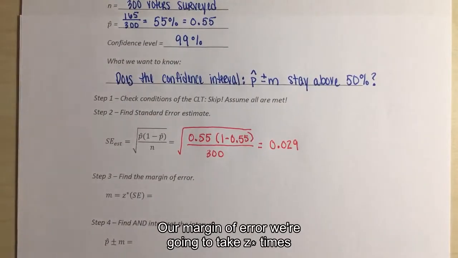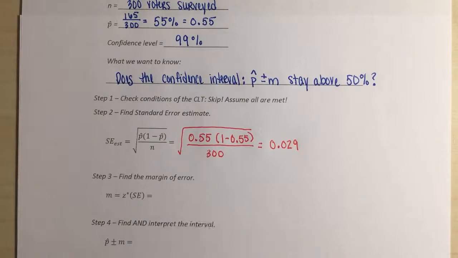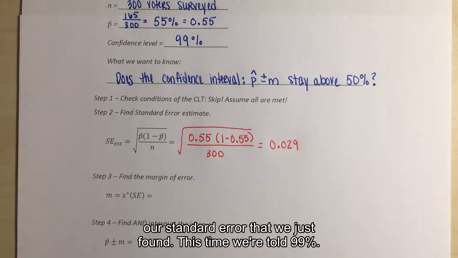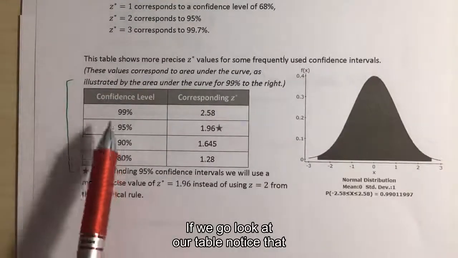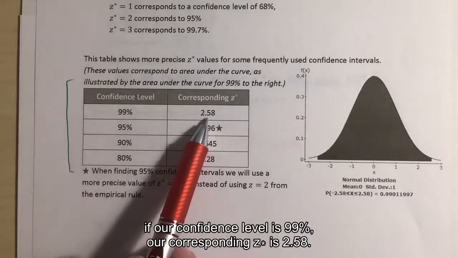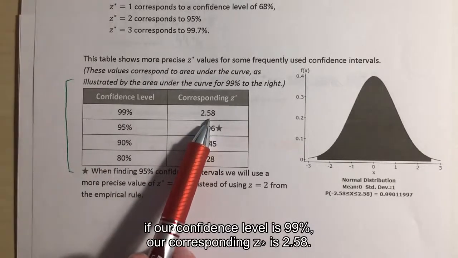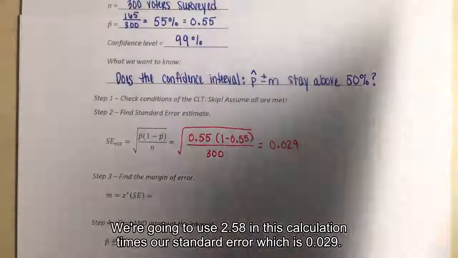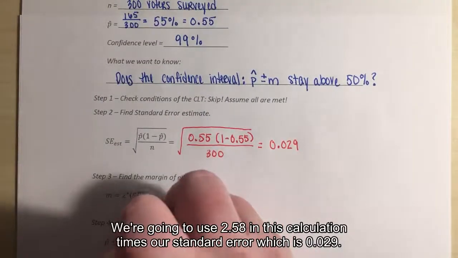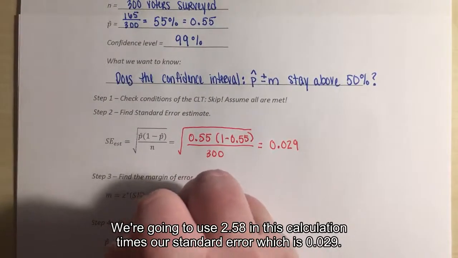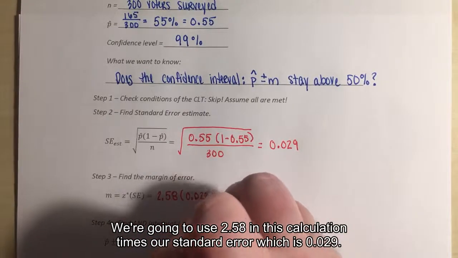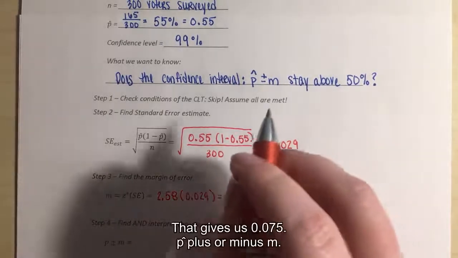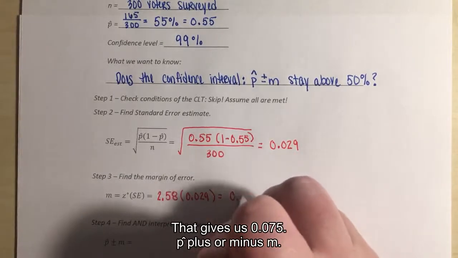Our margin of error, we're going to take z star times our standard error that we just found. This time we're told 99%. So if we go look at our table, notice that if our confidence level is 99%, our corresponding z star is 2.58. So we're going to use 2.58 in this calculation, times our standard error, which is 0.029. That gives us 0.075.